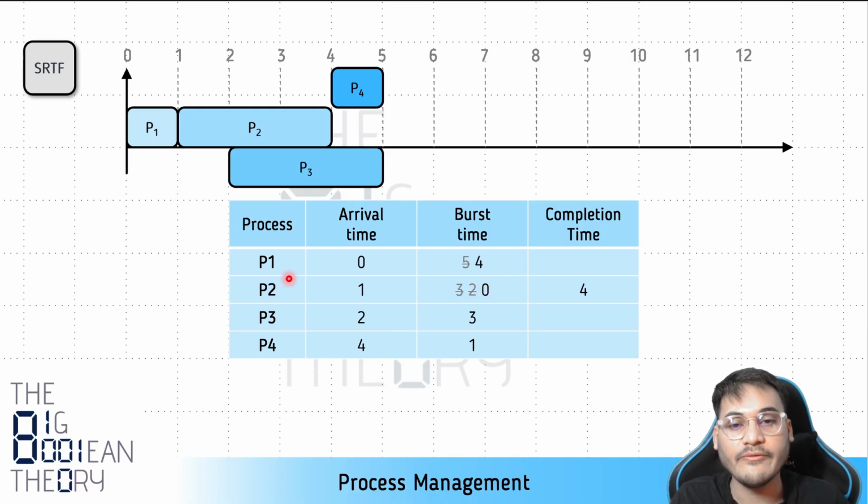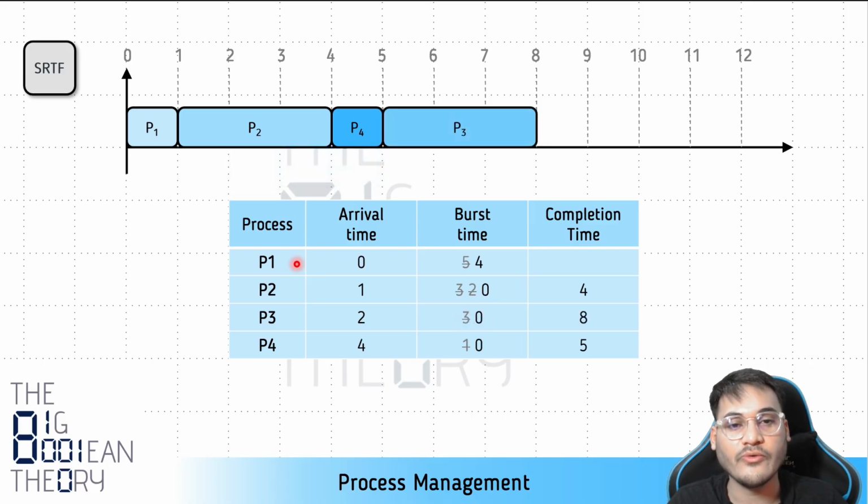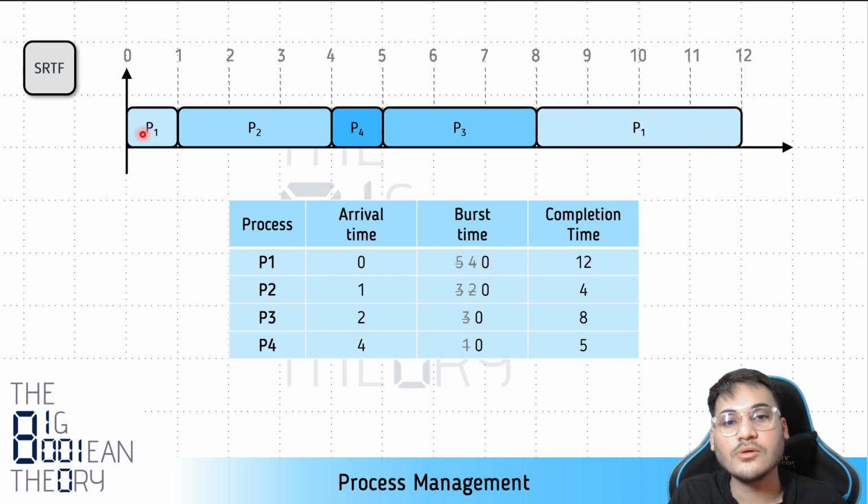So considering P1, P3 and P4, we can now schedule them according to the increasing order of their remaining burst time. So P4 will be scheduled, which has the least burst time at this point, that is 1. Then goes P3, which has a burst time remaining of 3. And finally goes P1, which has 4 remaining burst time. Right? So this is how the Gantt chart looks.